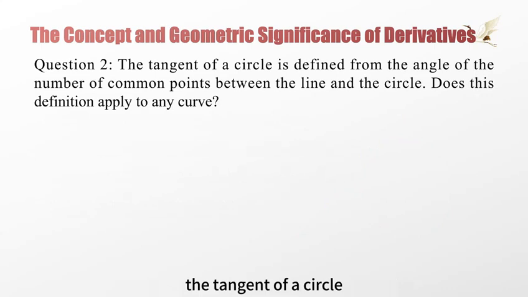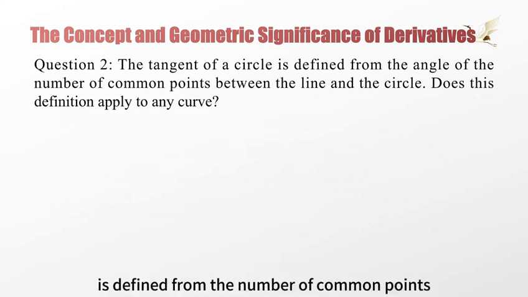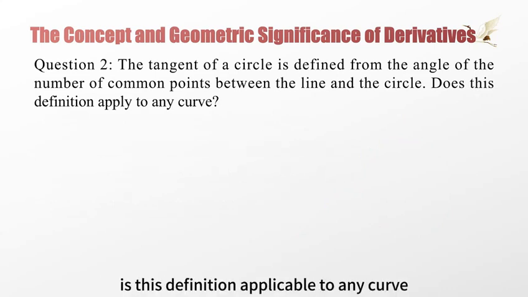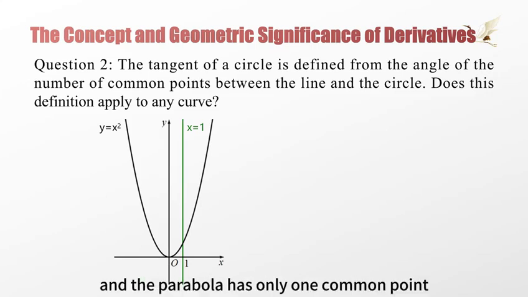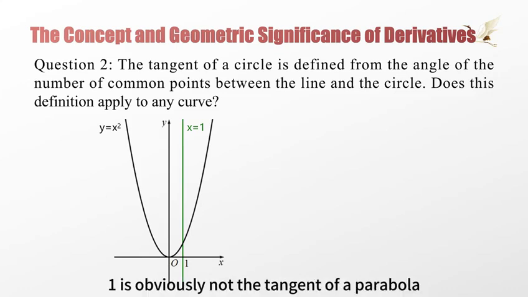The tangent of a circle is defined from the number of common points of a line and a circle. Is this definition applicable to any curve? You can try to give a counterexample. Take the curve y equals x squared. The straight line x equals 1 and the parabola have only one common point. The line x equals 1 is obviously not the tangent of a parabola.